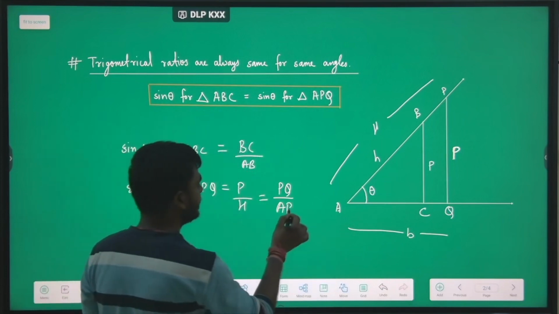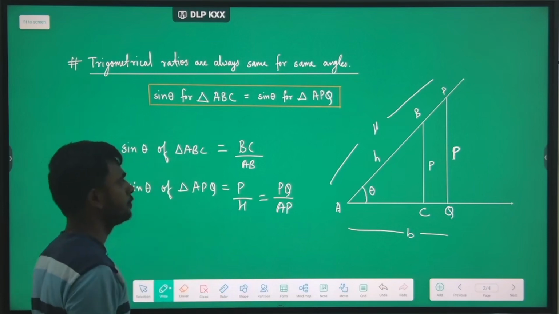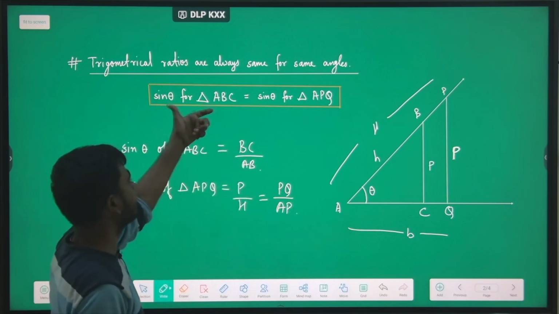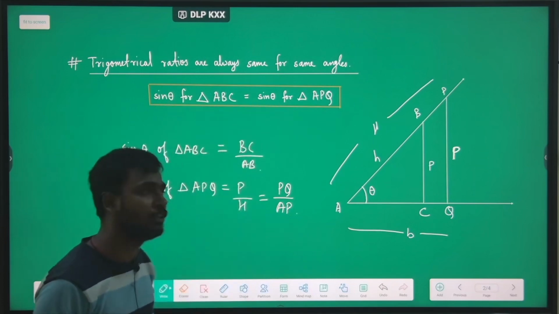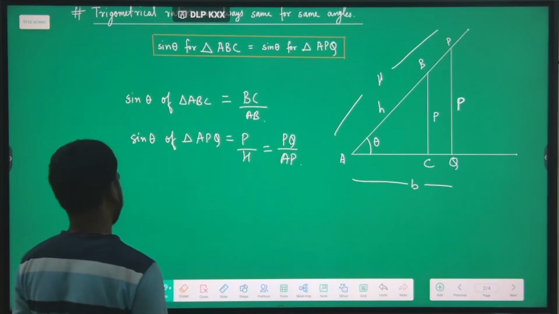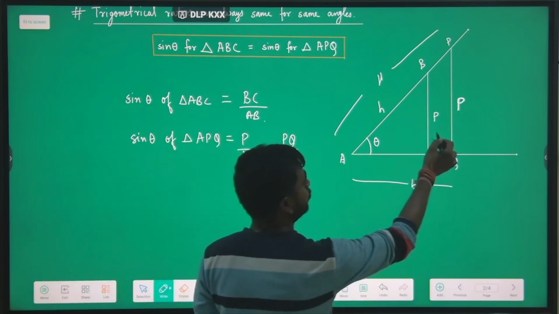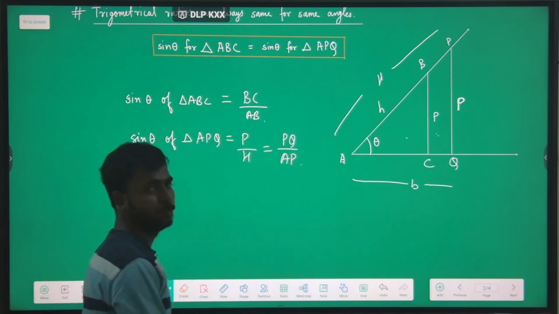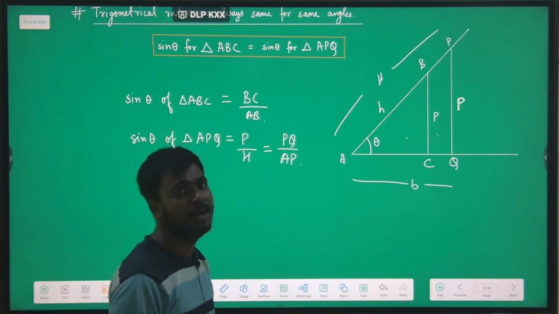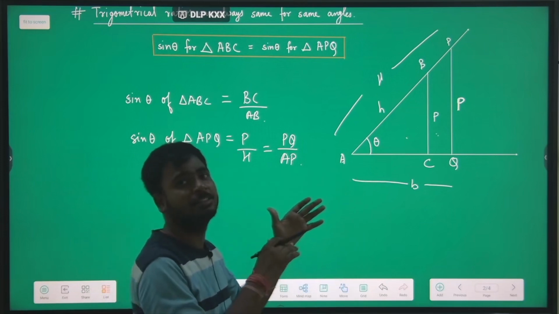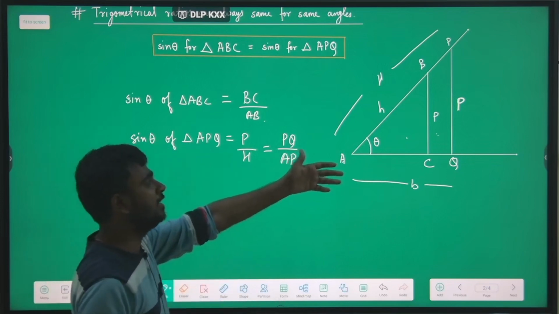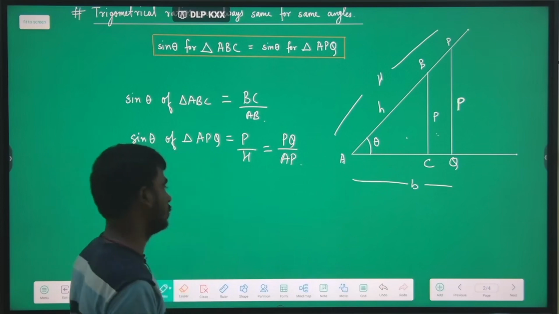Are you getting it? It is PQ upon AP. If we prove that this is equal to this, then we can say that sine of triangle ABC is equal to sine of triangle APQ. Okay. So what we are going to do? We will try to make these two triangles similar triangles. We know that two similar triangles have the same angles, but one triangle is of bigger size and one triangle is of smaller size. So let us see whether these two triangles are similar or not.